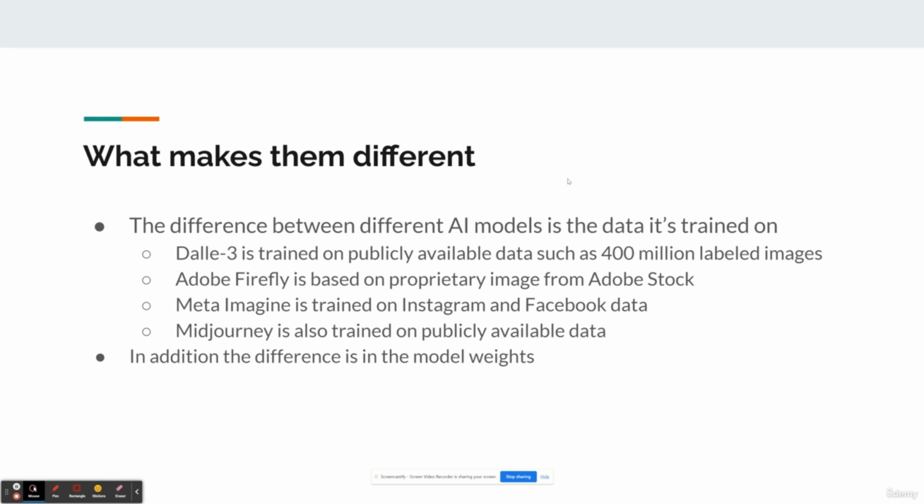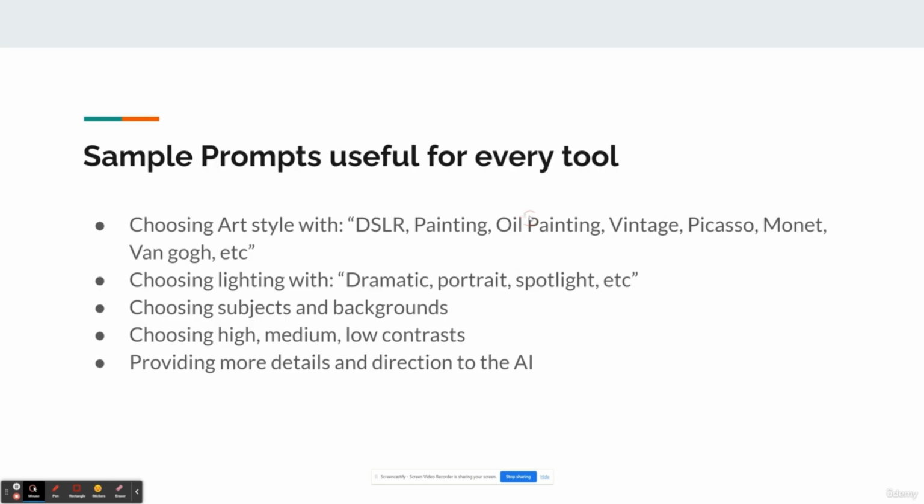The differences in the models are the underlying training data and the model weights. DALL-E 3 is trained on publicly available data, such as 400 million labeled images. Adobe Firefly is based on proprietary images from Adobe Stock. Meta Imagine is trained on Instagram and Facebook images. And Midjourney is also trained on publicly available data.